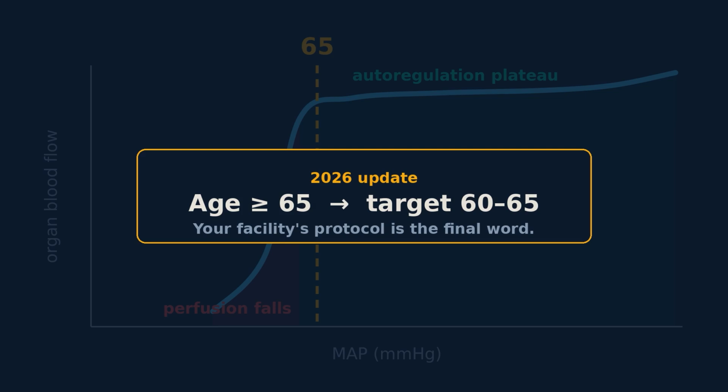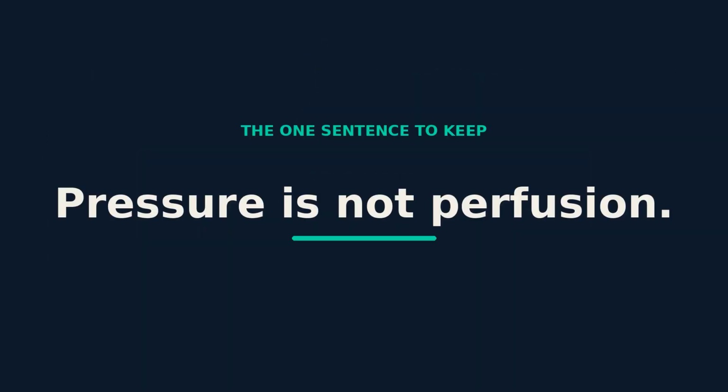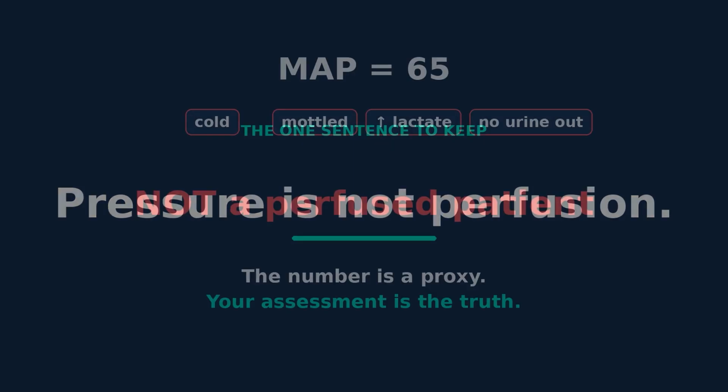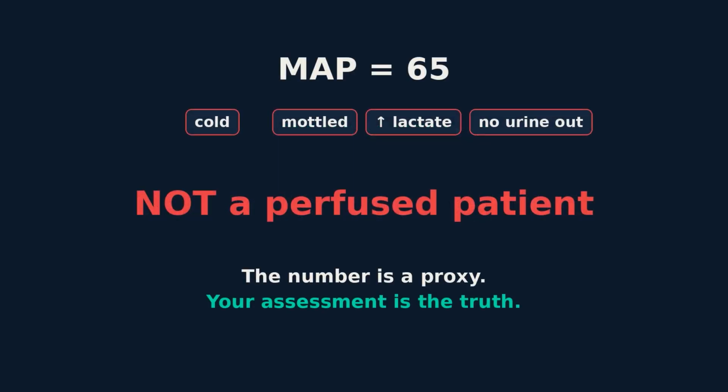But the most important sentence in this lesson: pressure is not perfusion. A MAP of 65 on the monitor with cold mottled skin, a rising lactate, and no urine is not a perfused patient. The number is a proxy. Your assessment is the truth.